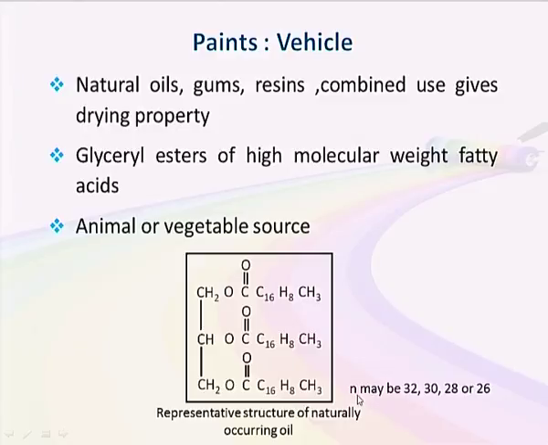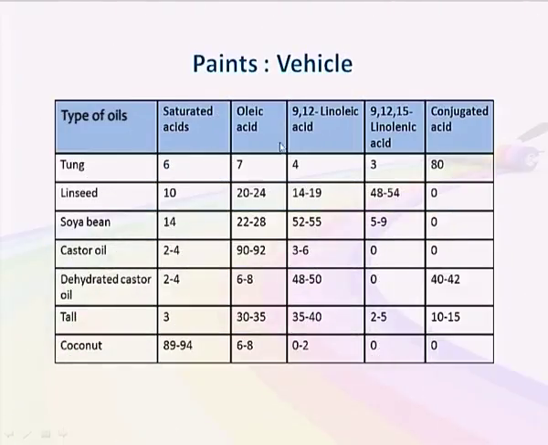Here the value of N may be 32, 30, 28 or 26. This value clearly indicates that this fatty acid is an unsaturated one. Here we can see the percentage composition.